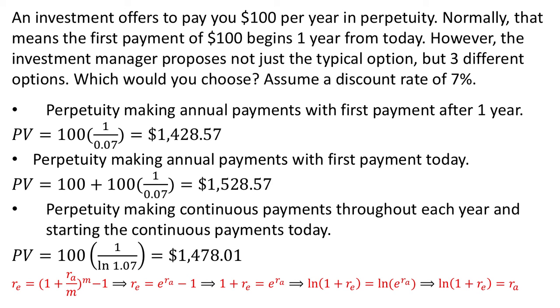Because bonds in the United States don't compound annually. They compound semi-annually, and it's different depending on what bond you're looking at.